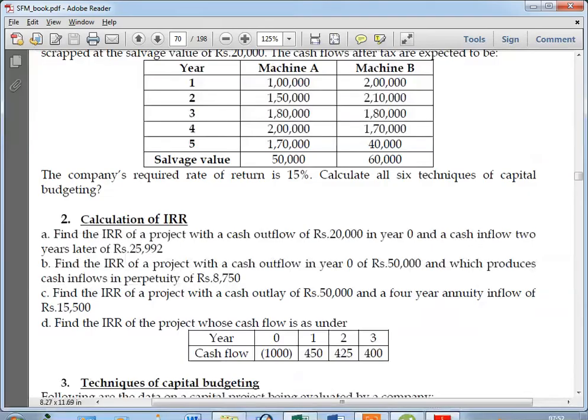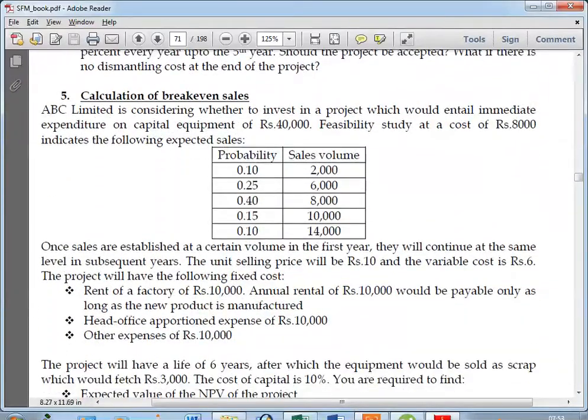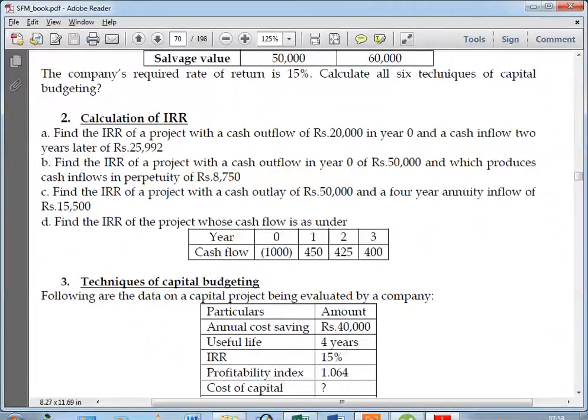Can we proceed? Now the second part: IRR of a project with outflow of 50,000 and inflow of 8750. What is the formula for perpetuity? Present value of perpetuity equals perpetuity amount divided by time value of money. That time value of money is IRR. Present value is 50,000, so 50,000 equals 8750 by IRR. The TVM is IRR. How much? 17.5%.